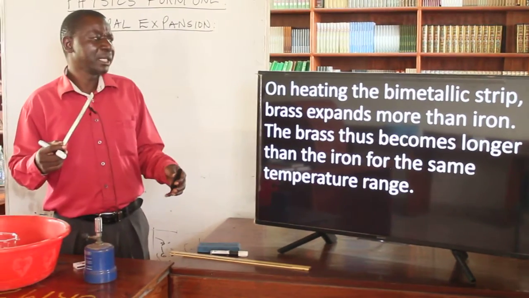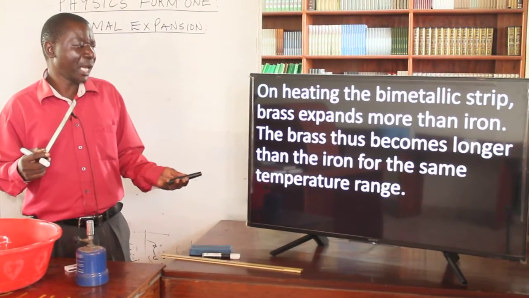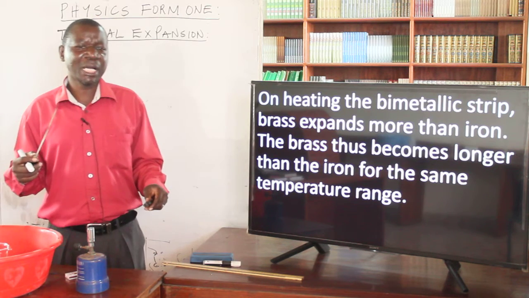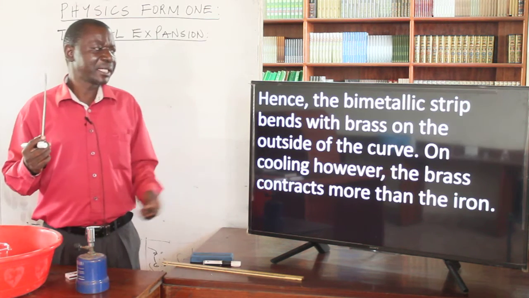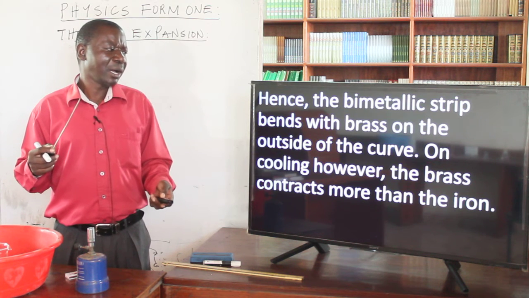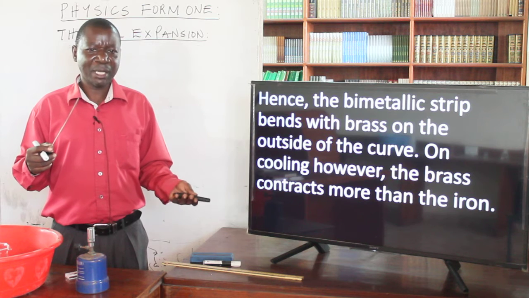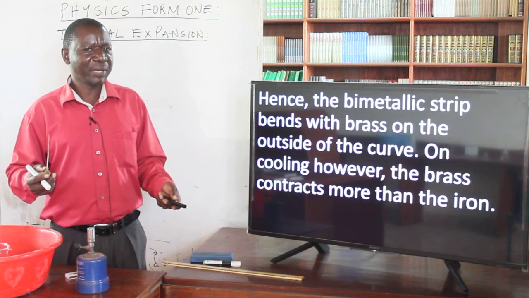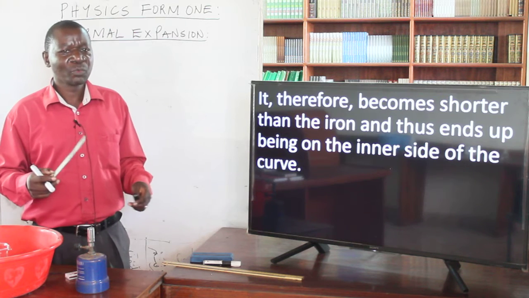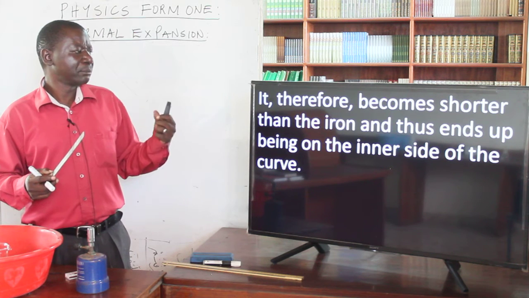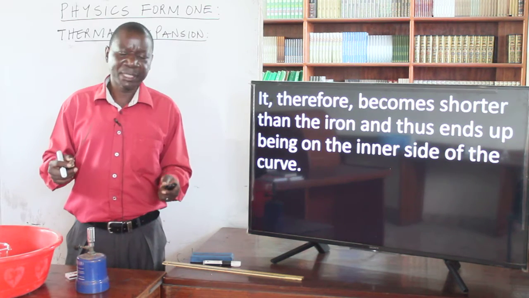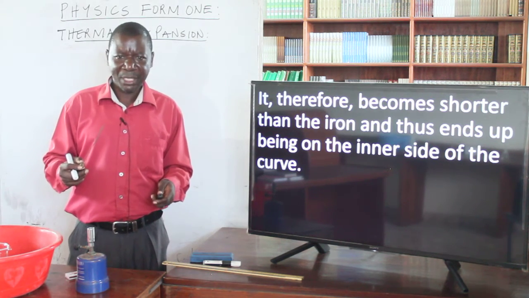So when you are heating the bimetallic strip, brass expands more than iron. The brass thus becomes longer than the iron for the same temperature range. And because of that, the bimetallic strip will bend with brass on the outer of the curve, while iron is in the inner of the curve. And then on cooling, however, the brass contracts more than the iron, and therefore the brass becomes shorter than the iron and ends up being in the inner curve.